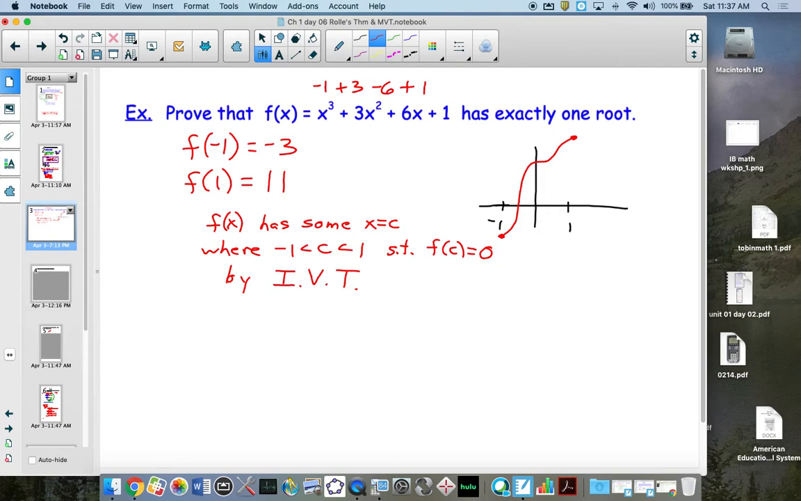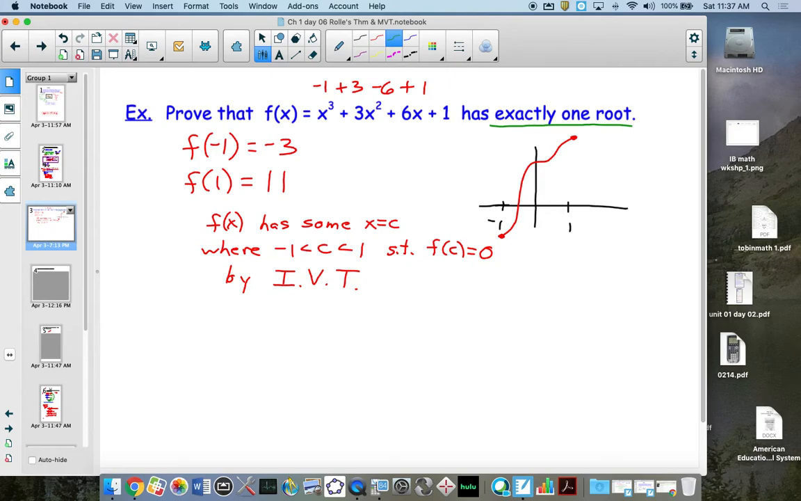Now I just picked negative 1 and 1 as some random values to check, to find one positive and one negative output. And 1 is an easy number usually to check. Okay, so we know there's at least one root. So now here comes the tricky part. We want to prove exactly one root. So we want to prove that it doesn't have another root.